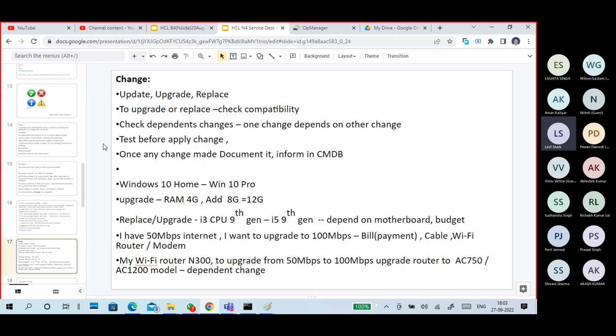Next, before you change, you have to notify the people: I'm going to upgrade my server, I'm going to update my antivirus. You have to notify and take permission from the CAB, the change advisory board, about what you are going to do. Once you are done, you put it in a document or the database, so people know what happened last time.